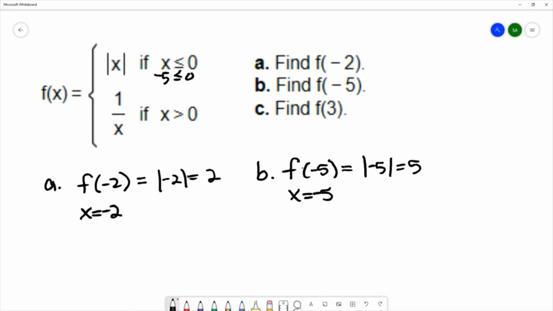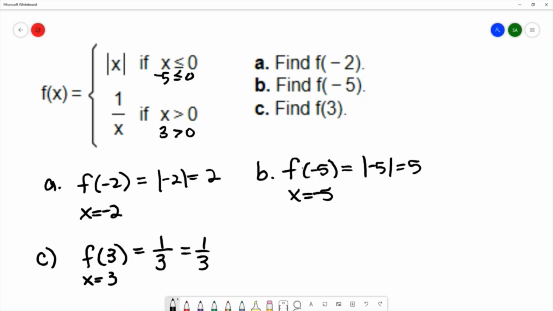Then finally, we have part C, which is to find f of 3. X is equal to 3. And since 3 is greater than 0, we'll use the reciprocal function to evaluate. 1 over 3, and that's 1/3. f of 3 is 1/3.